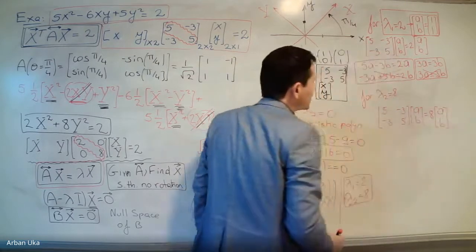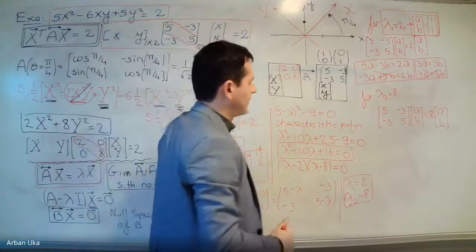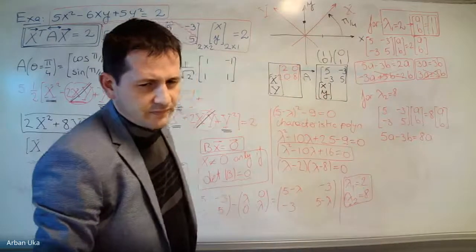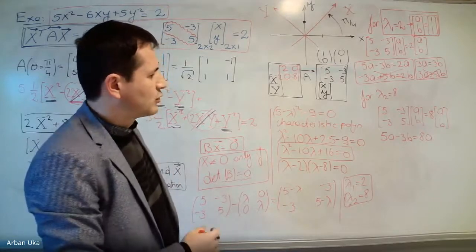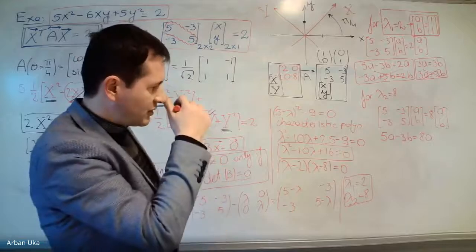So what is the equation that you obtain in this case? You go ahead, you continue. 5A minus 3B equals 8A. Do you have a second equation? No, you don't. Don't worry. Don't write it, it will be a waste of time. If you write it, you're going to get the same expression. So let's leave it with this.